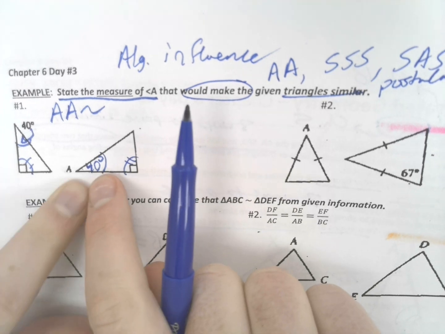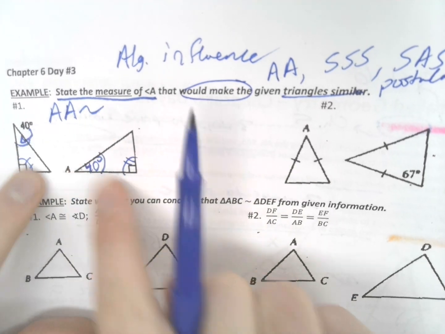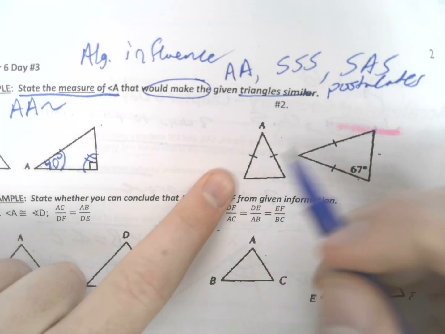So all we need is for angle A to be 40, and we have similarity based off AA. How about number 2?